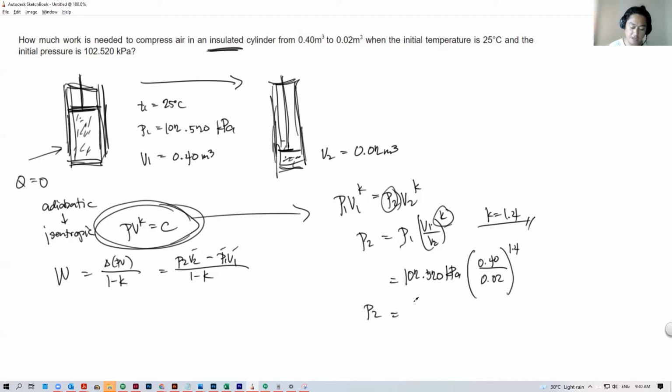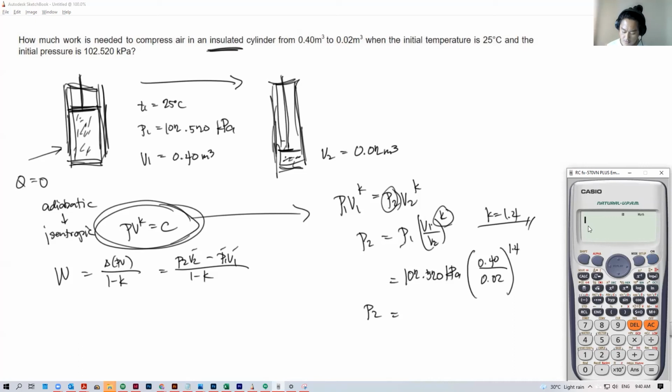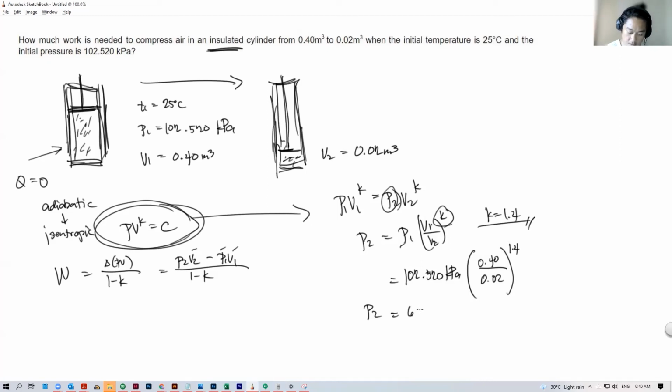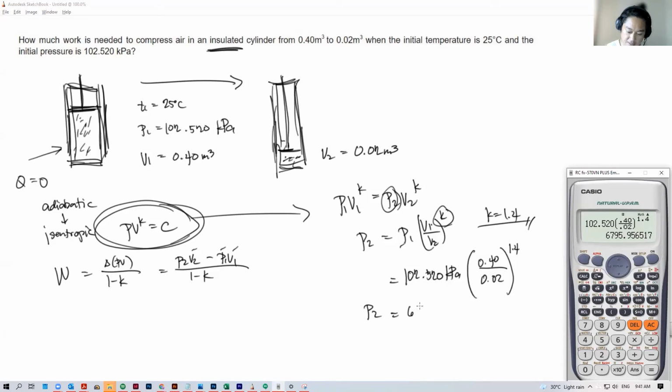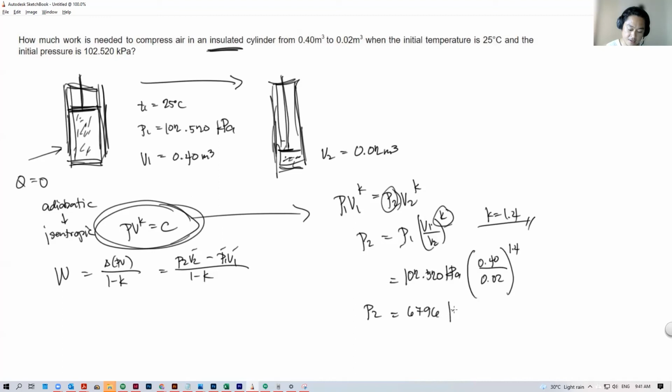So P2 is equal to 102.520 multiplied by a fraction: 0.4 over 0.02, raised to the power of 1.4. So this is our pressure 2, which is about 6796 kilopascals. It's a very, very huge gap. This is a very big pressure increase, and take note, this is from 0.40 to 0.02. But anyway, that's our answer. Let's just write that down here.